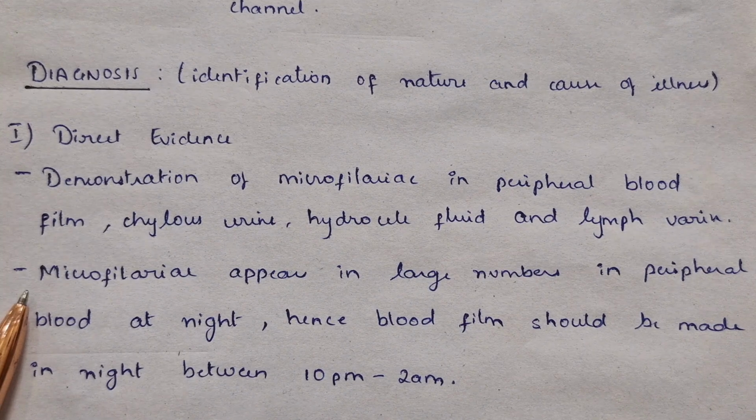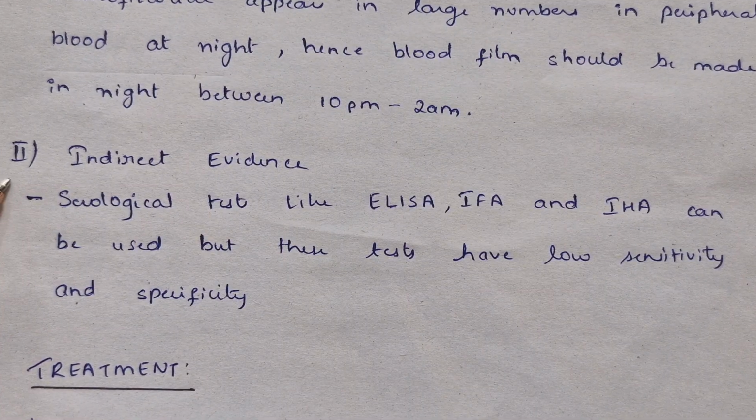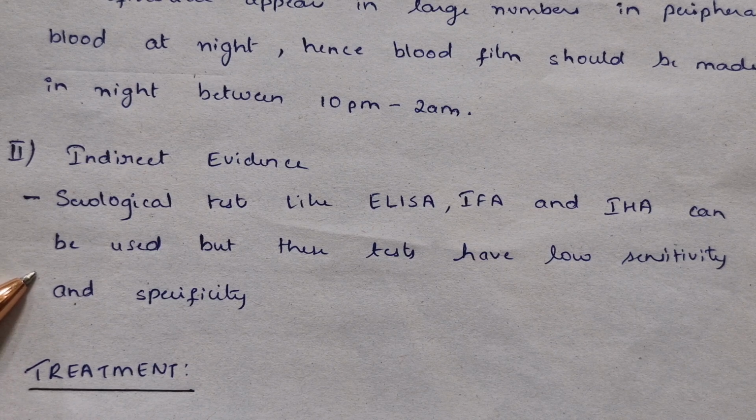Microfilariae appear in large numbers in peripheral blood at night. Hence, the blood film should be made at night between 10 p.m. to 2 a.m. Under indirect evidence, serological tests like ELISA, IFA, and IHA can be used, but these tests have low sensitivity and specificity.